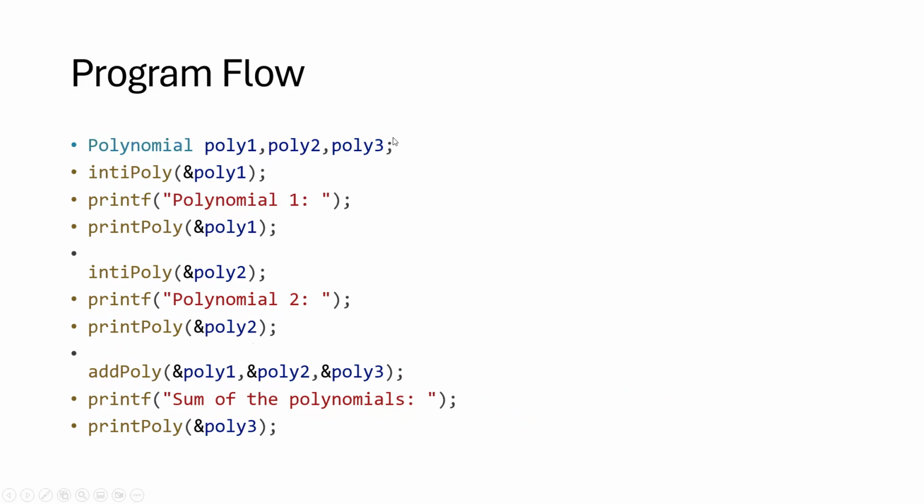Basically, you should have three polynomials. Then you will scan the first polynomial, then you will print the first polynomial. You will do the same thing for polynomial 2, and finally you will invoke this add poly function to perform the addition, and the result will get stored in poly 3. So we are passing their addresses. So once addition is done, using the print poly function, again I want to print the result.